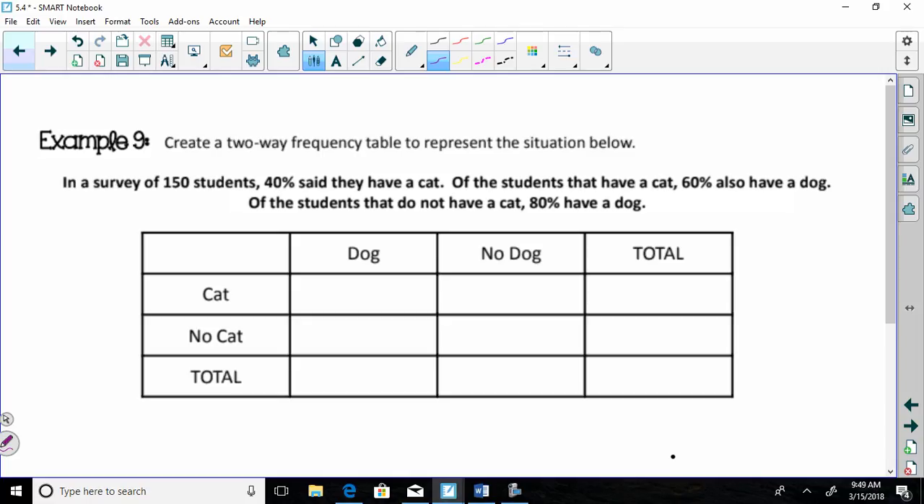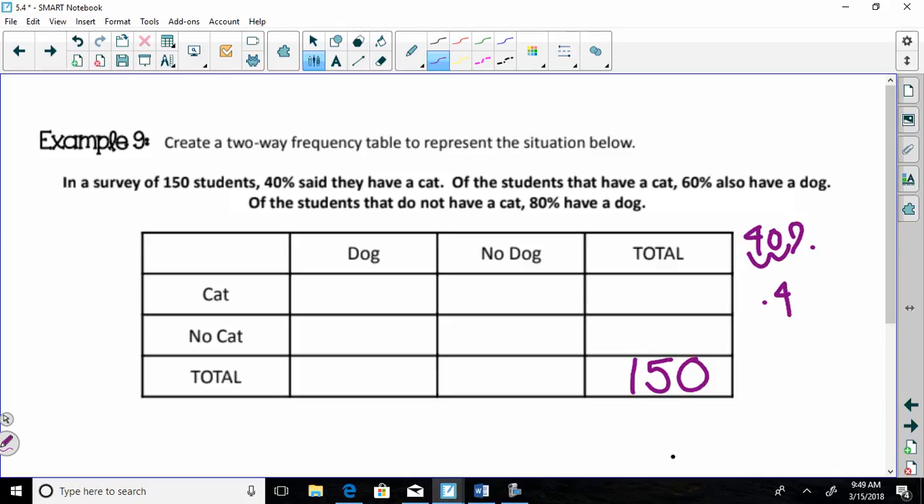So right here, what would I be putting down right here? 150, right? 40% of them have a cat. So 40% of them have a cat. How would I figure out what 40% of 150 is? Well, first, let's put 40% into a decimal. How would I put 40% into a decimal? 0.4. So you move it twice to 0.4.